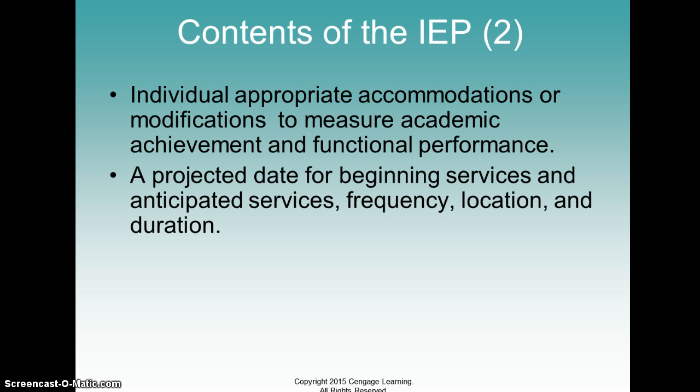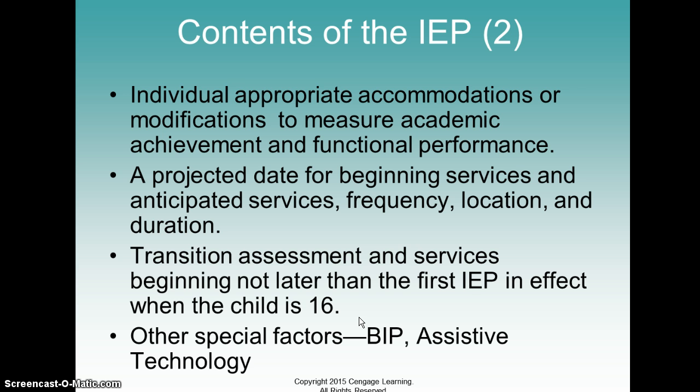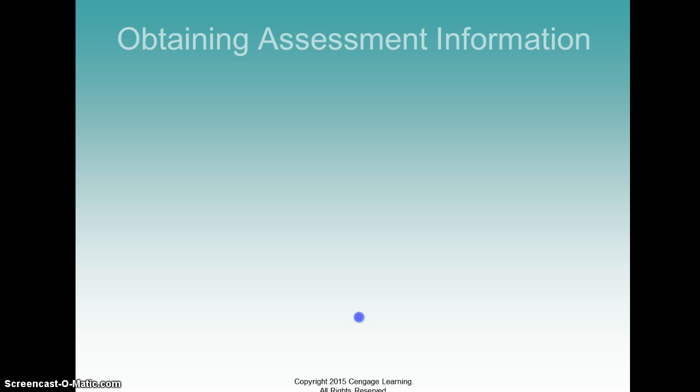Projected date for beginning of services, frequency, location, and duration, and then transition assessment beginning not later than the first IEP that is in effect when the child is 16. In Mississippi, that number is 14, by the way. And then other special factors: behavior plans, assistive technology, visual, if the child has to have Braille, all of those would be included.